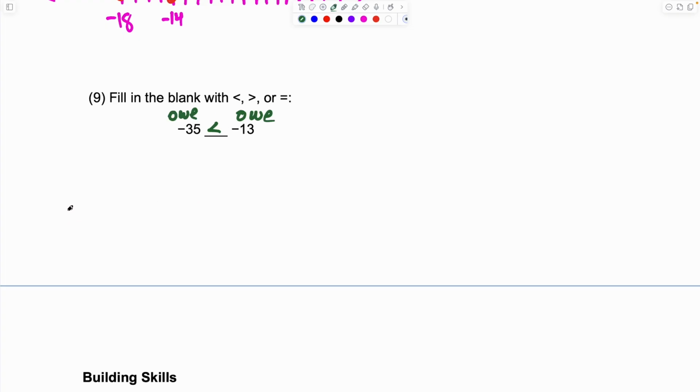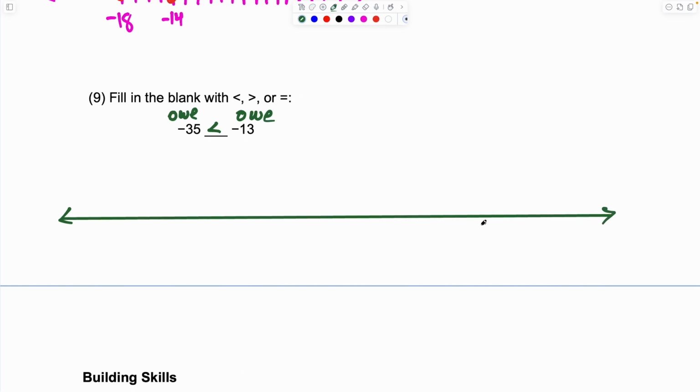If we want to see this with the number line, just so we could make sense of it with a visual representation here, I'll draw out a big number line like this. And let's say 0 is over here and I start going into the negatives. Well, I'm going to say that this is -10. I'll say this is -20. This over here is -30. And then this would be -40 over here.